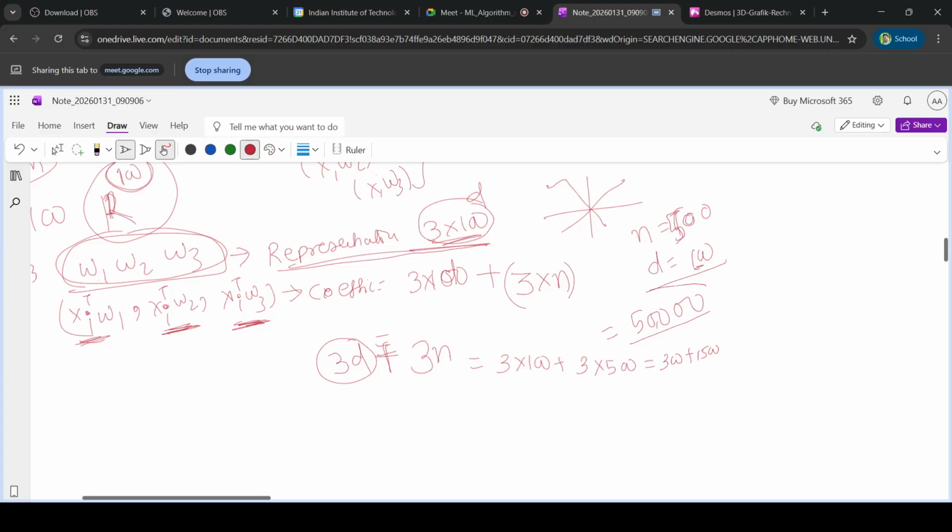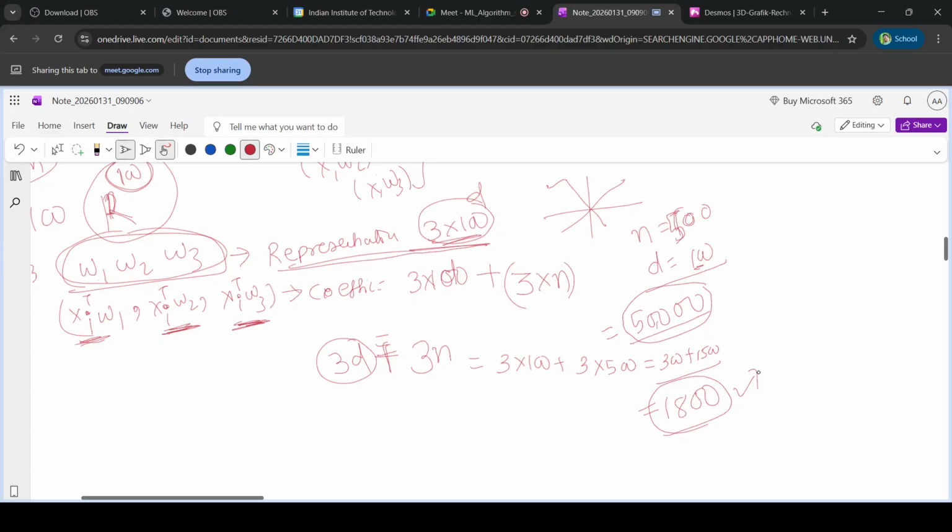So if you don't do the compression, it is taking 50,000, and if you do the compression, it is 1800 only. In 1800 only, your work is done. You just need to convert into another domain, W1, W2, W3, and in 1800 points only you are able to represent the complete data, because here you don't need to store all the d data or d dimensions.